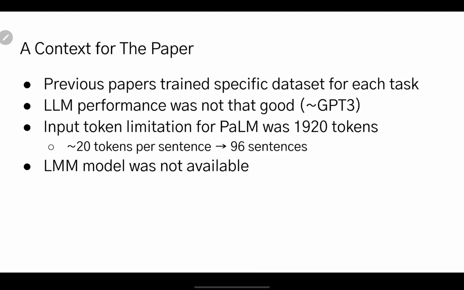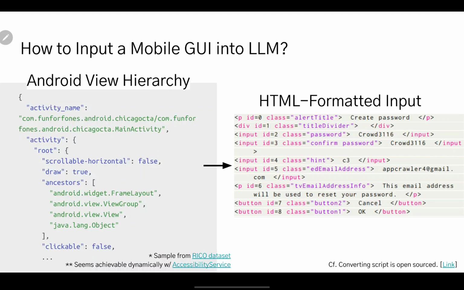At the time there was GPT-3, and the authors utilized the PaLM model, and the input token limit was 1920, so they could not use more than two examples as in-context learning. They utilized two-shot learning at most, and obviously LMMs were not available at the time. So how did they give a GUI as input to an LLM? An LLM only interprets text, so they needed to somehow represent the screen in text format.